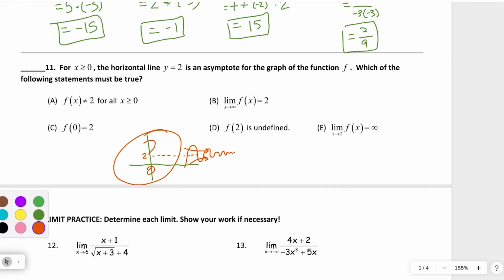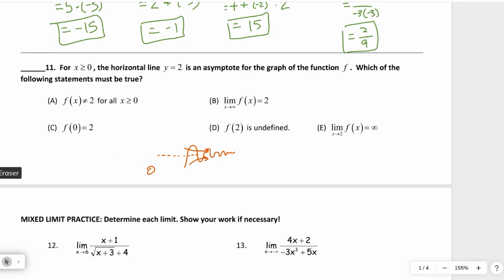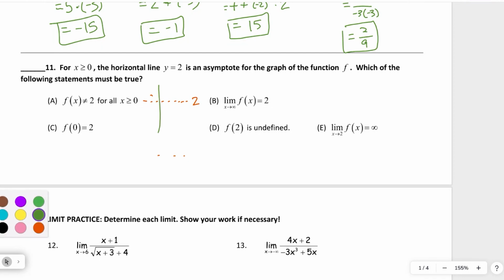So let's see what must be true. The first one says f of x does not equal 2 for all those values. Well, that does not have to be true. You could have a graph where you're crossing that horizontal asymptote even infinitely many times. If your asymptote is 2, okay, so let's say here's 2. Here's your graph. You could have a function that does something like this. So it might equal 2 sometimes. So we know it's not going to be A.